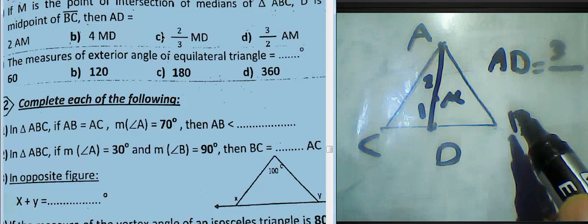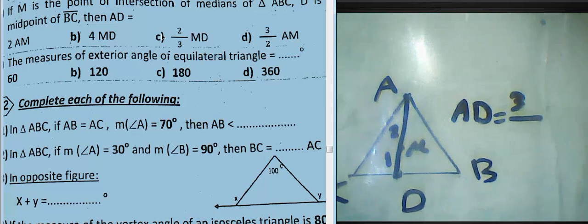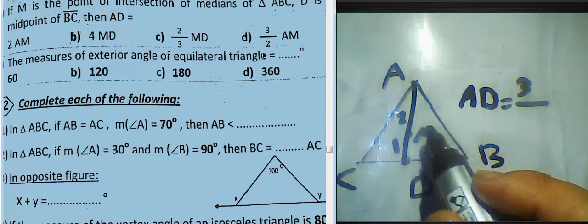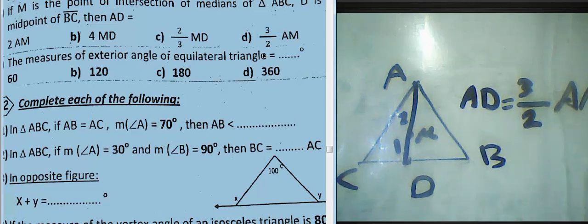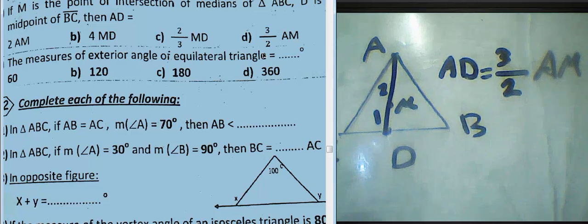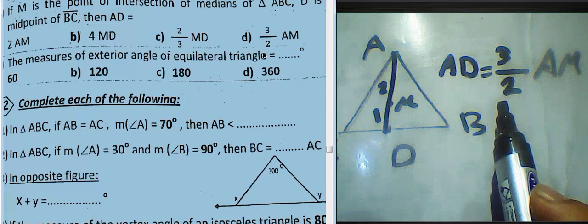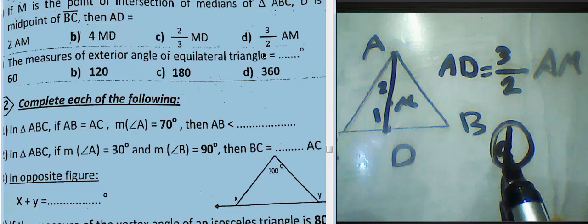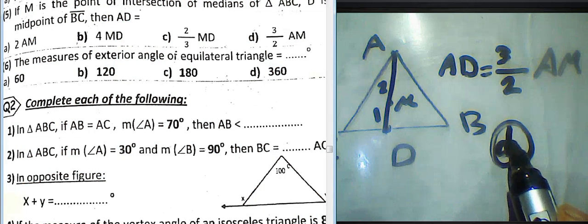Over what? We must write it in the left-hand side. AD equals 3 over 2 of AM, because AM equals 2 parts, so the ratio between AD and AM is 3 over 2. The ratio between AD and AM will be 3 to 2. Then for the result, we must write 3 over 2 AM. You must choose letter D about this question. Okay, we must choose letter D.